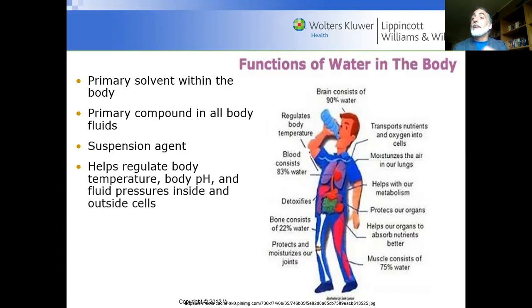Helps regulate body temperature, as we've talked about already. Helps to regulate pH, so the acid-base balance. And also helps to regulate fluid pressures inside and outside the cells to control the movement in and out of cells for nutrients and waste products, right? Your brain, 90% water, right? Blood, 83% water. Your bones, 22% water.